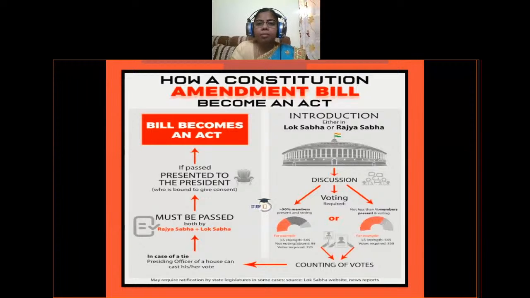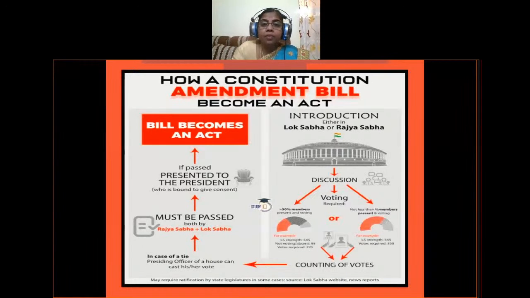So a constitution amendment bill can be introduced in either house of the parliament, and after the introduction, discussion will be conducted. After discussion, voting will be conducted. After the counting of the votes, if the votes are equal, in favor or not in favor, then the presiding officer, that means the speaker of the Lok Sabha or the chairman of the Rajya Sabha, can have a casting vote. That means they also can vote, either to pass the bill or to reject the bill. So it is in their hands.